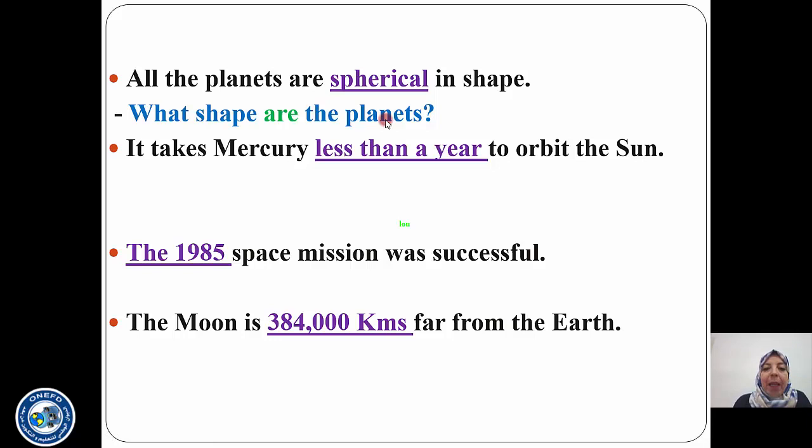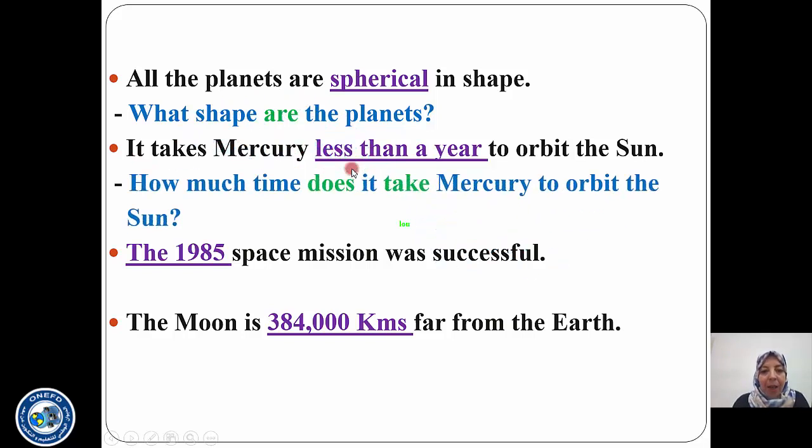It takes Mercury less than a year to orbit the Sun. So what are we talking about here? Less than a year is the time it takes. Because it is about time, you ask the question, how much time? Then, concerning the verb, as we did for the other verbs previously, does it take, because it contains this S of the third person of the singular. How much time does it take Mercury to orbit the Sun?